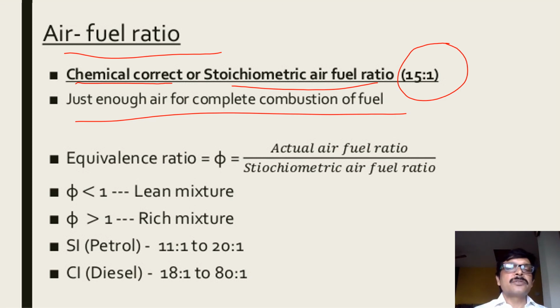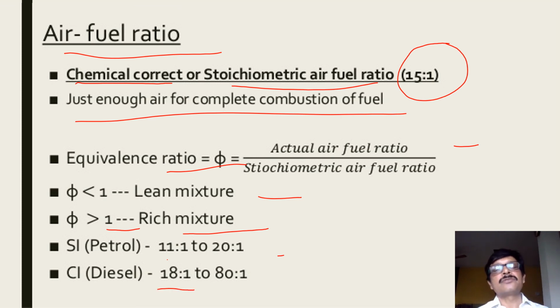Then the equivalence ratio, denoted by phi, is the ratio of the actual air fuel ratio to the chemically correct mixture ratio. If phi is less than 1, it comes under the lean category. If phi is greater than 1, it comes under rich mixture. For a petrol or SI engine, it ranges from 11:1 to 20:1, and for a diesel or CI engine, it ranges between 18:1 to 80:1.